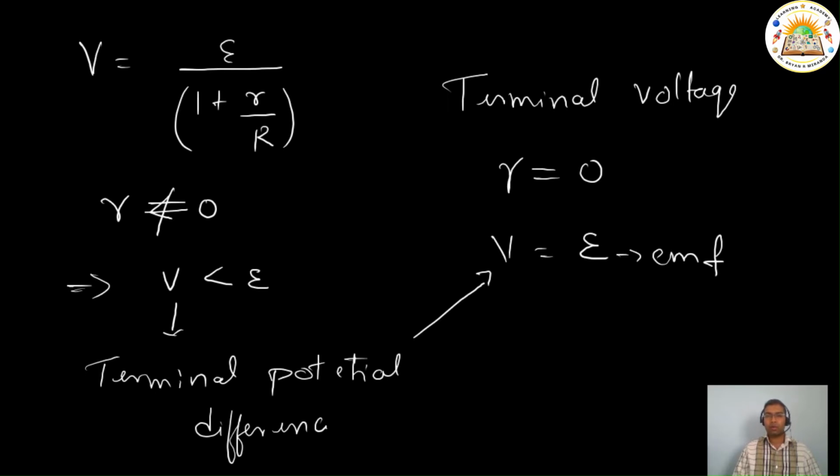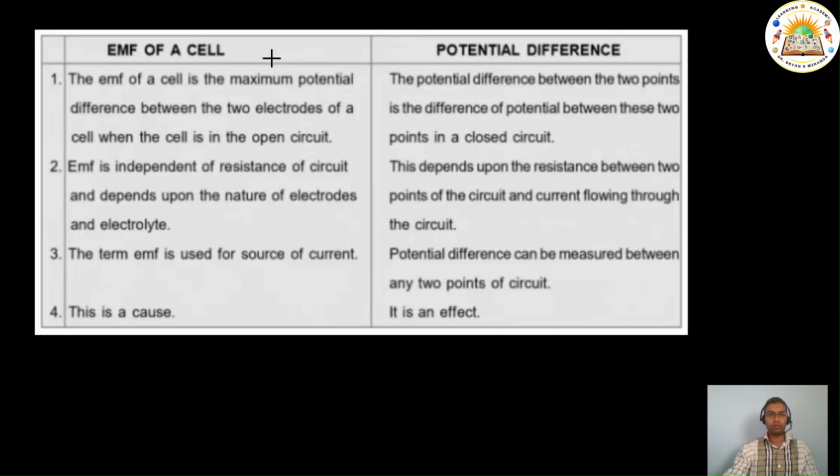So now, since I've got this as equal, and we know that they are not one and the same, let us look at the difference between EMF and potential difference. So the EMF of a cell is nothing but the maximum potential difference between two electrodes of a cell when the cell is in open circuit. Now the understanding here is the amount of work that is done for the charge to move around the entire circuit once, when we call it an open circuit.